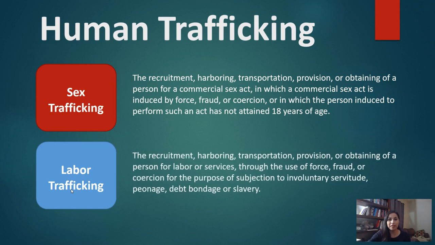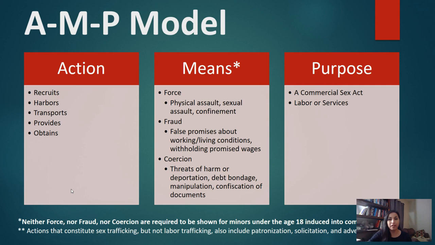Labor trafficking is the recruitment, harboring, transportation, provision, or obtaining of a person for labor or services through the use of force, fraud, or coercion for the purpose of subjection to involuntary servitude, peonage, debt bondage, or slavery. This is the action means purpose, or AMP model. This model can be used to describe the elements of human trafficking.